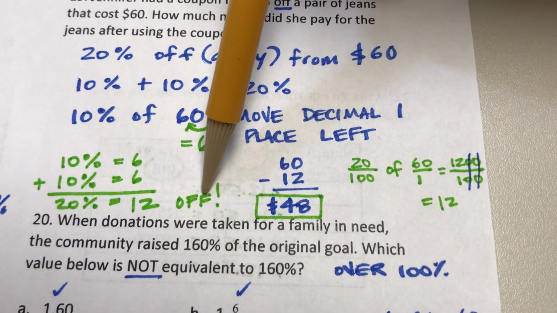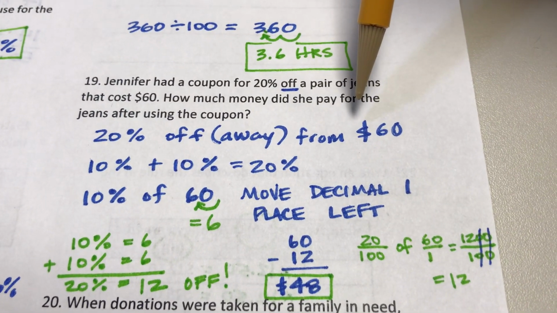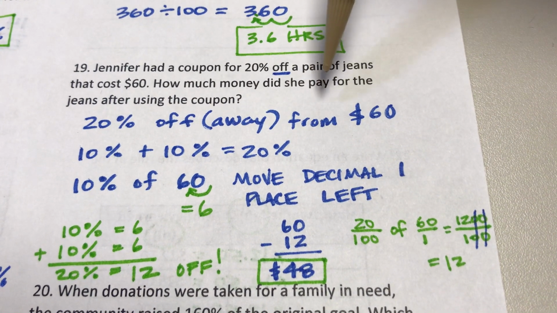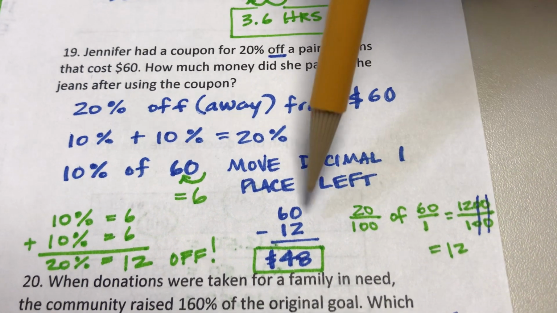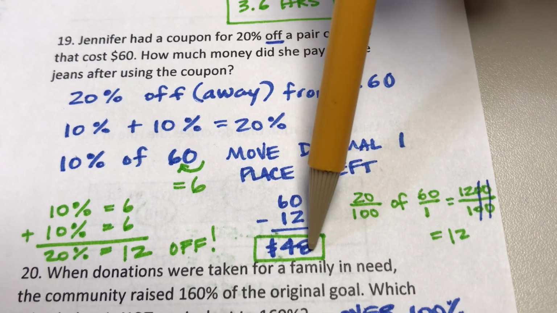12 is not the answer. It would be if it said, how much did she save? Watch out for a question like that tomorrow on the test. It does not say how much did she save. It says how much did she pay. So you need to do one more step. Take the amount she saved away from 60 and you'll get $40, okay?